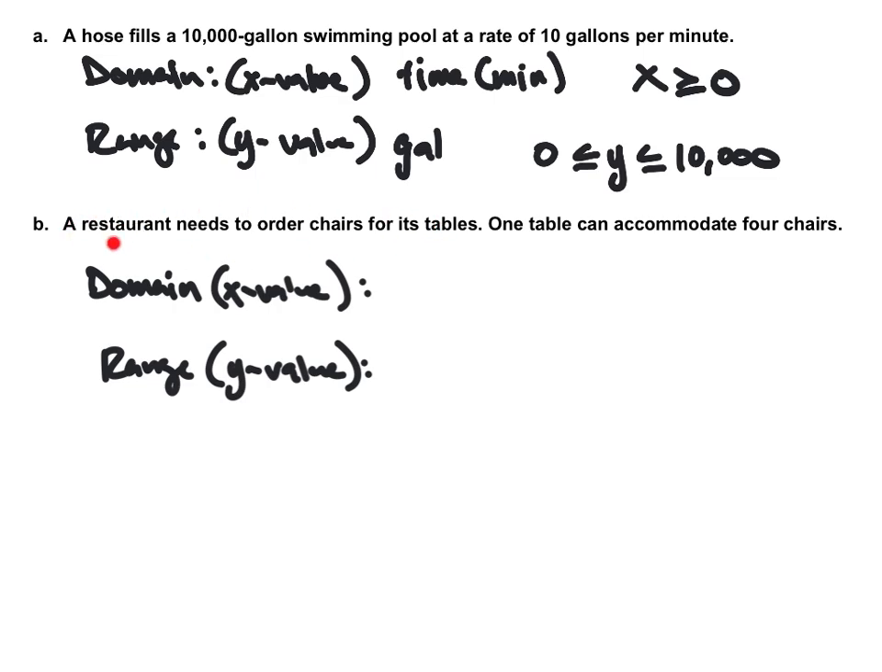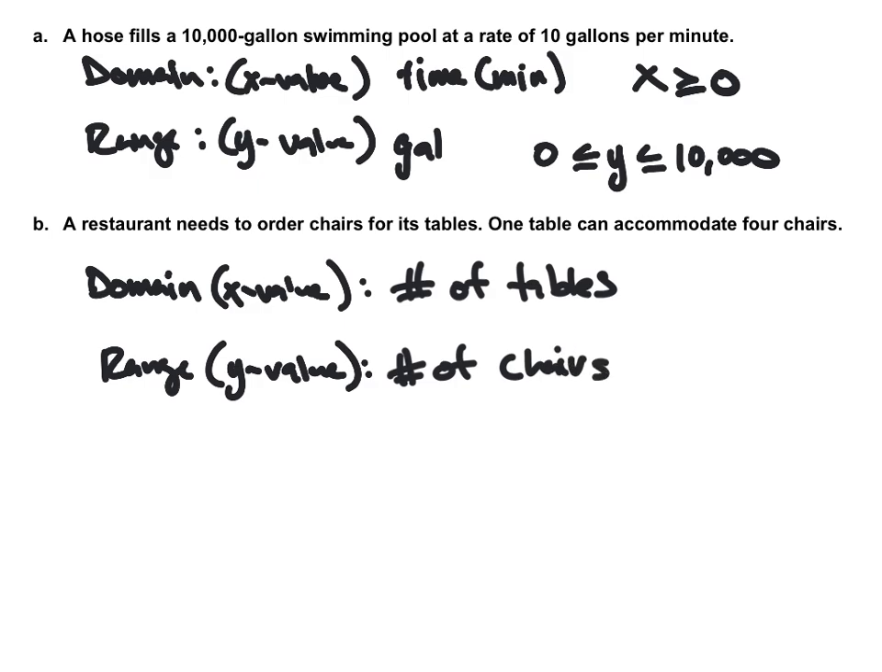So here's the situation, and this is kind of a weird example, but it says a restaurant needs to order chairs for its tables. Well, one table can accommodate 4 chairs. Well, the question is how many tables do you have, all right? So, what we would say here is that X is the number of tables. And then Y would be the number of chairs. The number of chairs that you're going to order depends on how many tables you have.